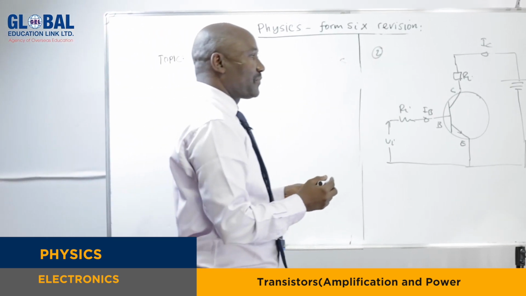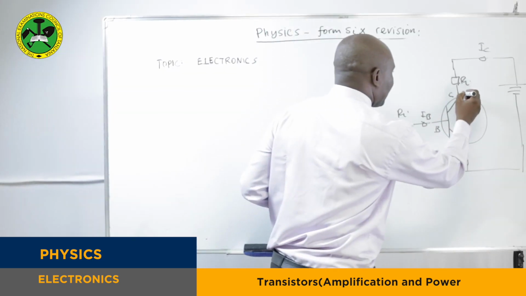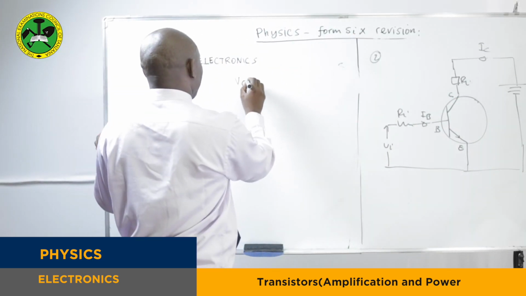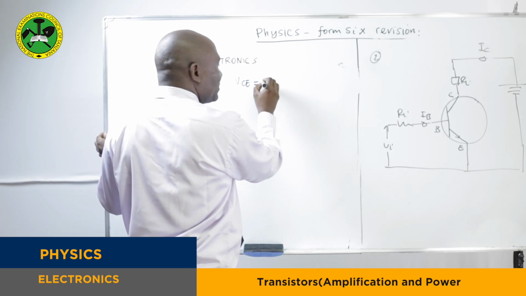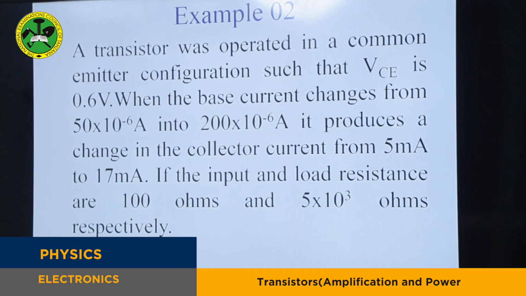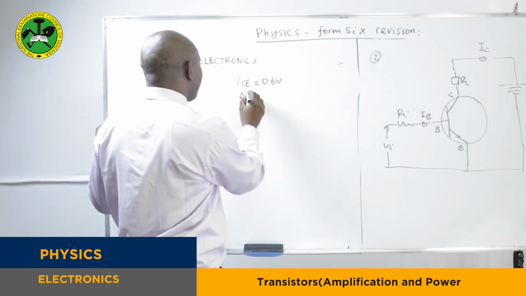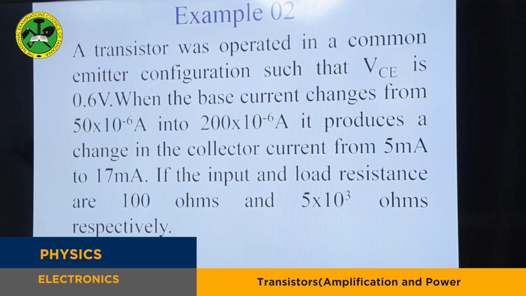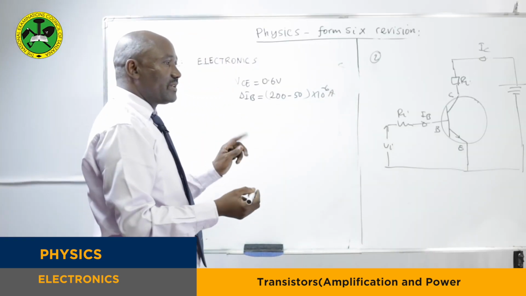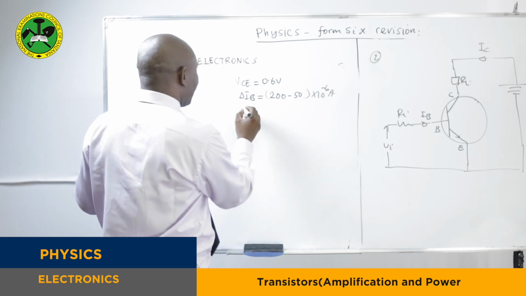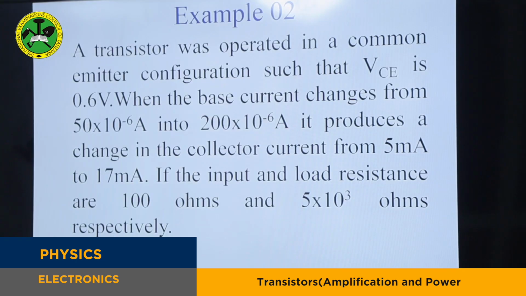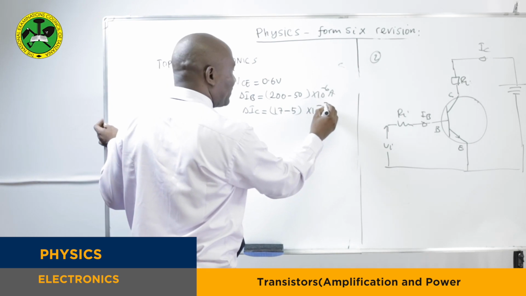So we are given that VCE equals 0.6 volts. When the base current changes, the change in base current equals 200 minus 50 times 10 negative 6 ampere. This change in the base produces the change in the collector. So the collector current changes from 5 to 17, so it's 17 minus 5 milliampere times 10 negative 3.